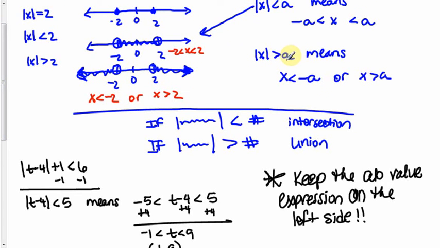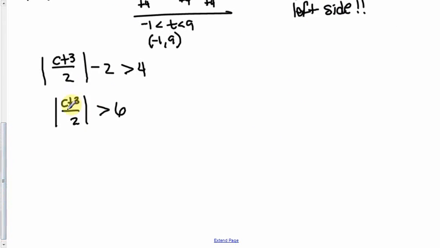Absolute value of x is greater than a means x is less than negative a, or x is greater than positive a. So x is this stuff inside here. So it's c plus 3 over 2 is less than negative 6, or c plus 3 over 2 is greater than positive 6. These are your two cases that you're setting up. Okay, you're just using the little summary rule that we came up with at the beginning to do so.